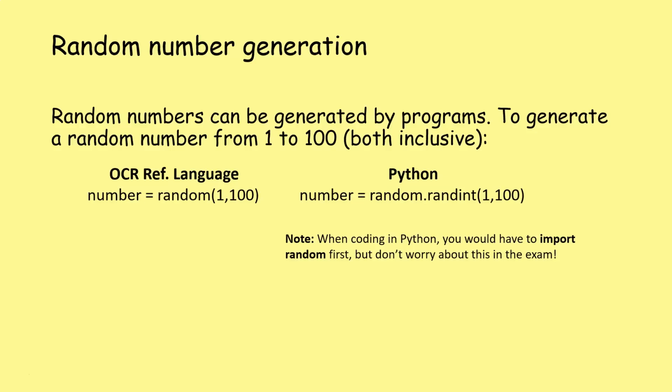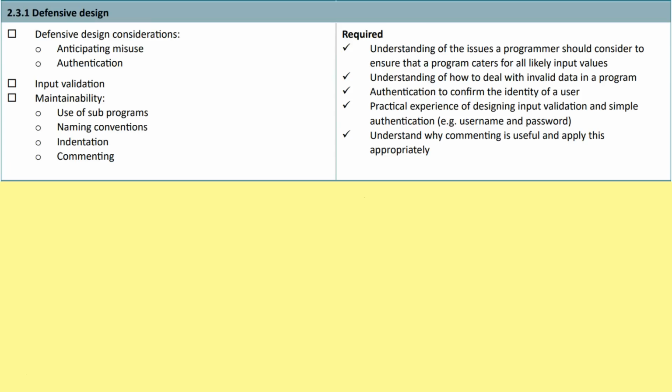And now we have random number generation. Random numbers can be generated by programs. To generate a random number from 1 to 100, both inclusive, OCR reference language, number equals random(1, 100). Python, we use number equals random.randint(1, 100), and that will give us a number between 1 and 100 inclusive generated randomly. Technically in Python, you should need to import random if you're actually coding this, but in the exam, you don't have to worry about importing library functions, so you can just use random.randint without the import and you will still get full credit.